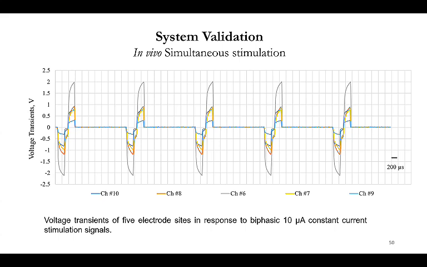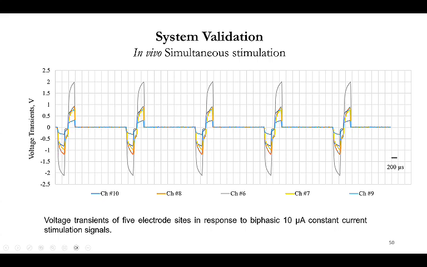For example, channel 9 is the light blue signal. After injecting the 10 microamp, the voltage transient is less than 0.1 volt. That means channel 9 is safe to inject more current. But for channel 6, the voltage transient response is almost 1 volt.